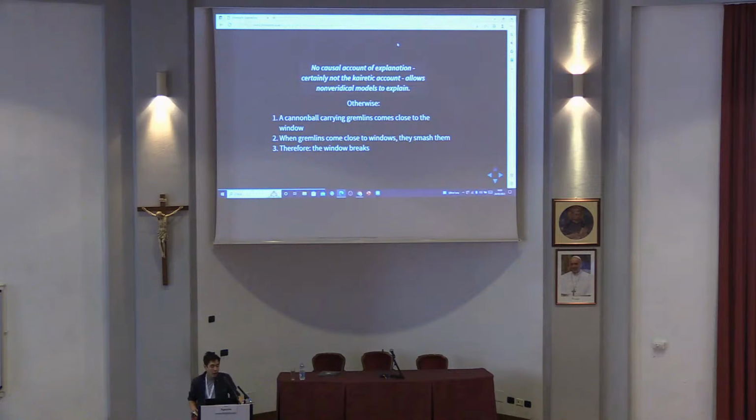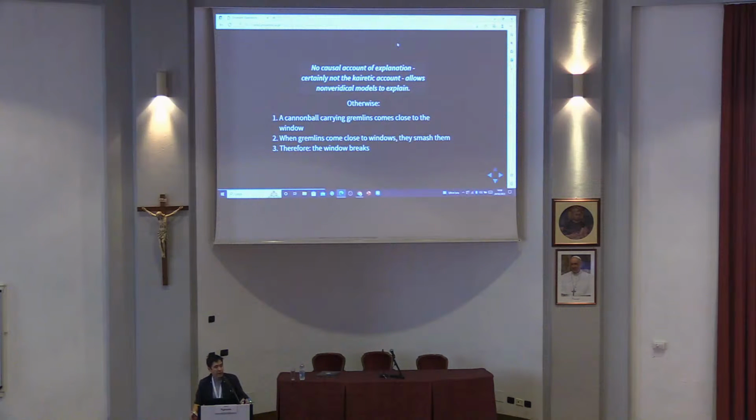Suppose I offered a canonical explanation of the form: the cannonball carrying the gremlins comes close to the window. When gremlins come close to windows, they smash them, therefore the window breaks. This one seems to be stated at the appropriate level of abstraction, given the explanandum to be explained. It's also a deductive argument. That deductive argument is supposed to track the causal process, but nevertheless, there's something wanting about that.